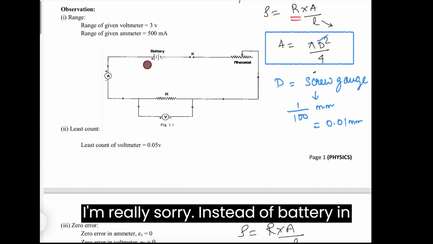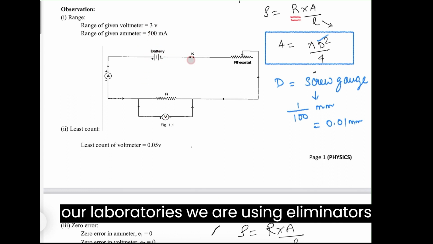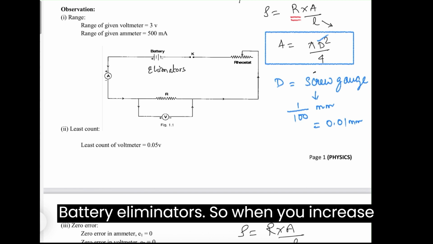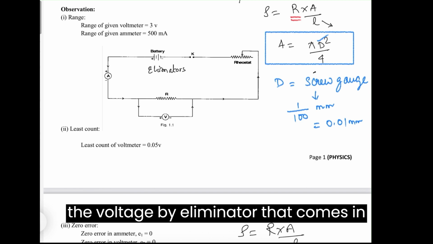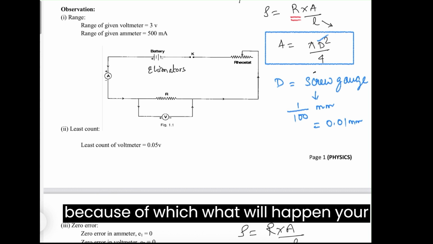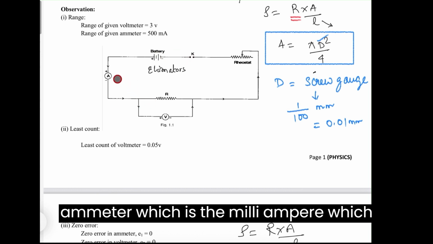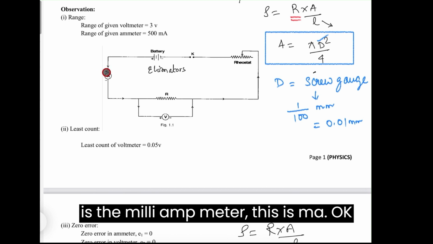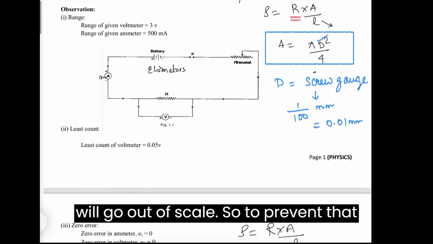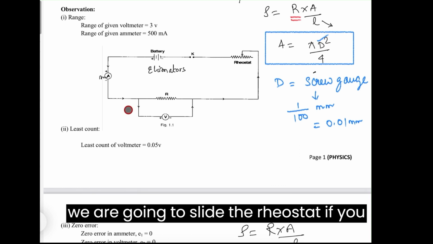I'm really sorry. Instead of a battery, in our laboratories we are using eliminators these days, battery eliminators. So when you increase the voltage by the eliminator, that comes in the range of 2, 4, 6, 8 volts, because of which your ammeter, which is the milliamp meter, this is mA, okay, will show very high readings and it will go out of scale. So to prevent that, we are going to slide the rheostat.